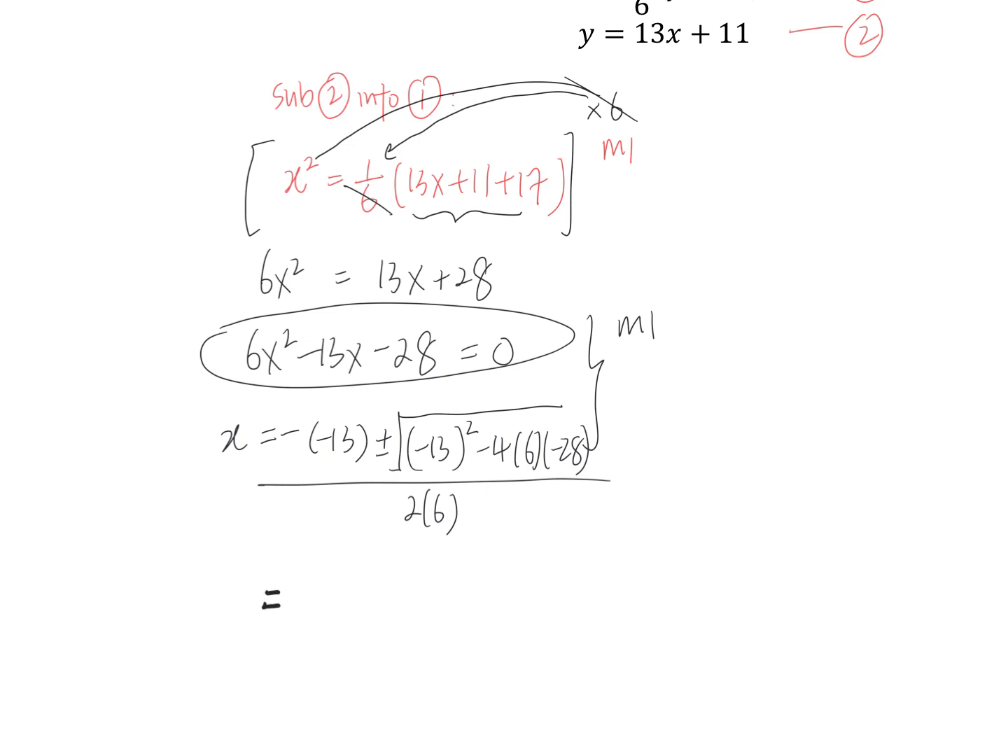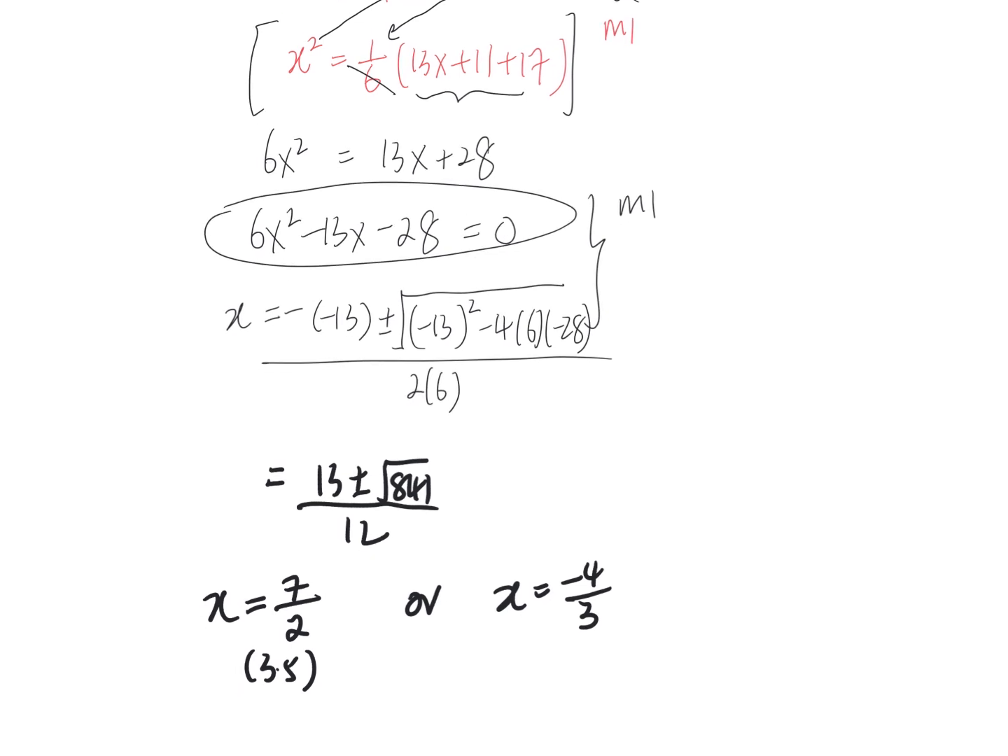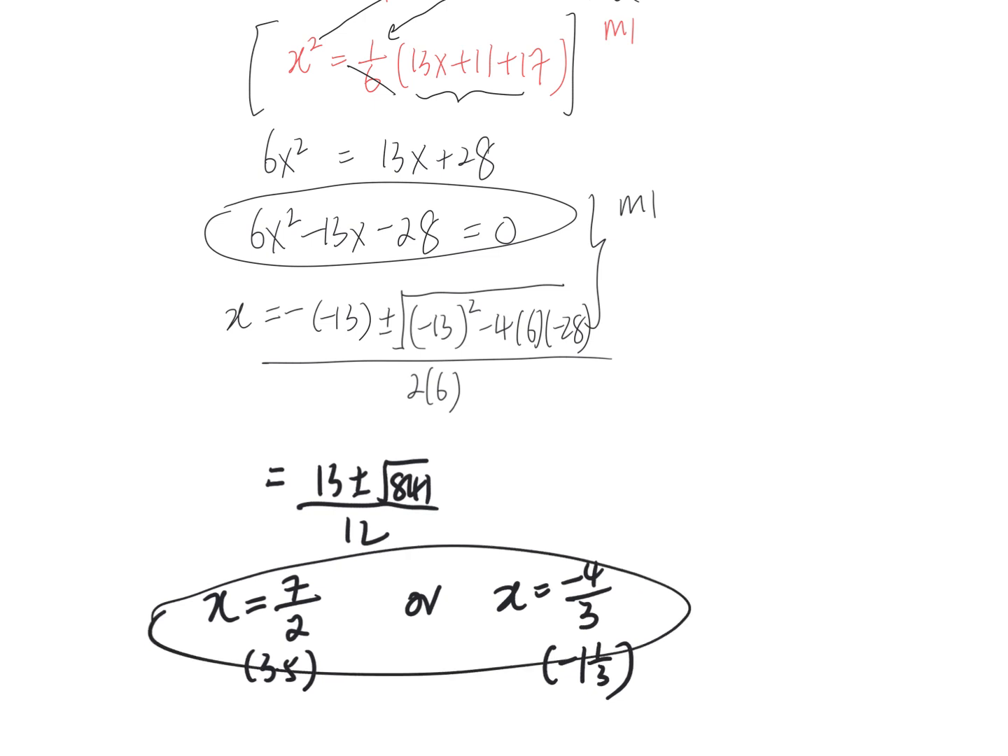When you solve, after you simplify, you will get 2 x values. One is 7 over 2, which is 3.5. The other one is negative 4 over 3, which some of you wrote as negative 1 and 1/3. So this is the pair that I need to see to give you your first answer mark.